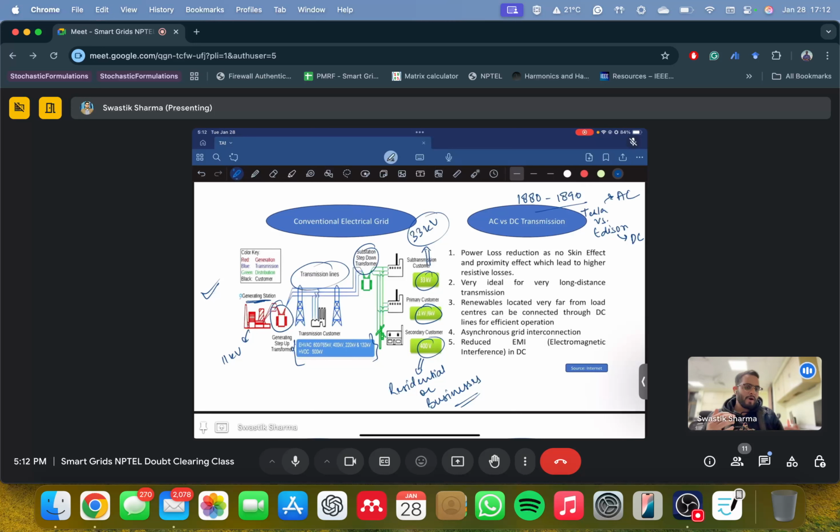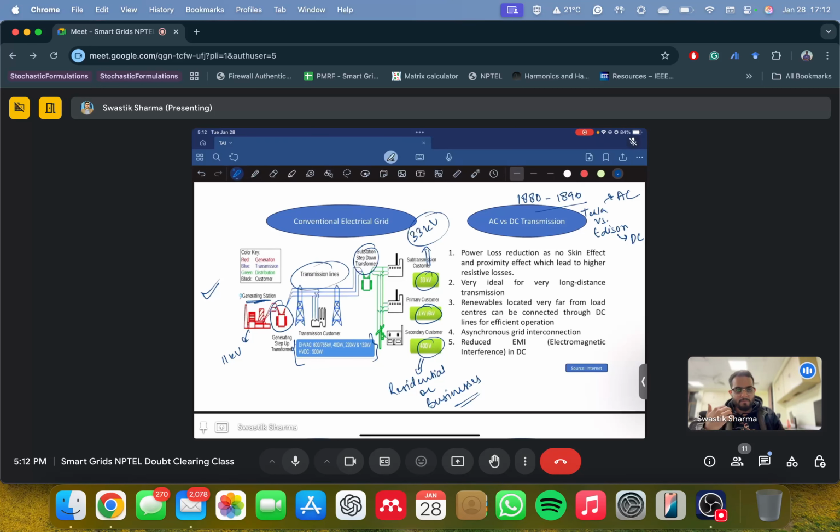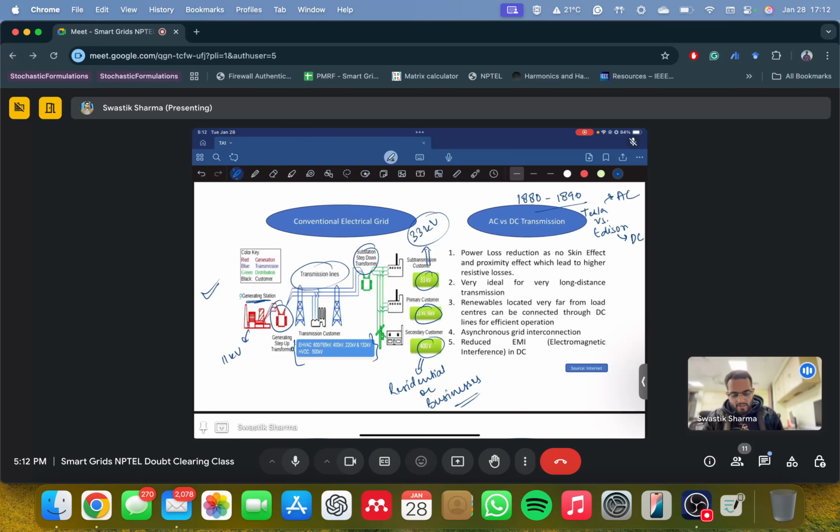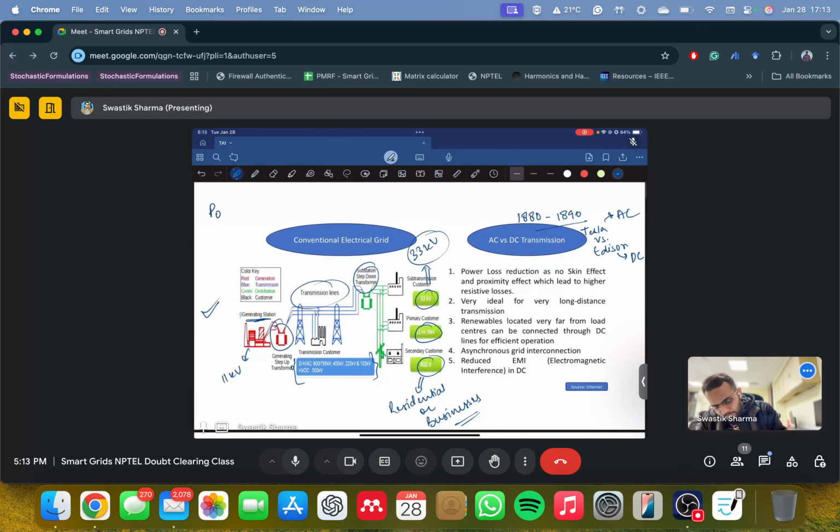So why is DC now being favored? It is because we have made advancements in power electronics. Rectifiers were not available at that time. DC was just being converted from AC. Now the advancements in power electronics support DC because they are switches, so you can control switches to develop a rectifier to convert AC to DC.